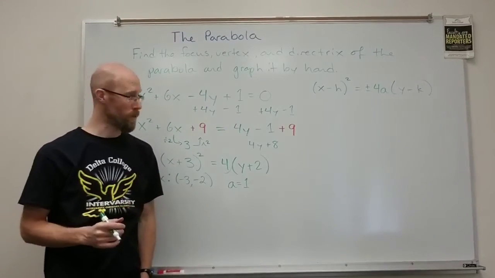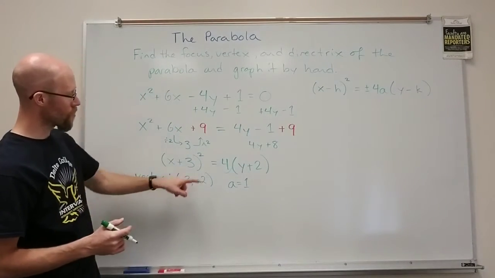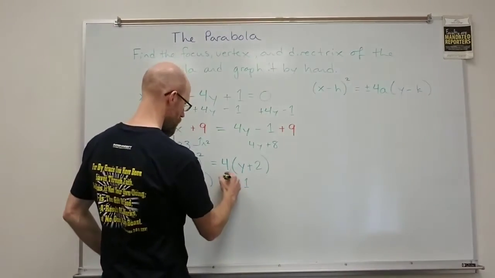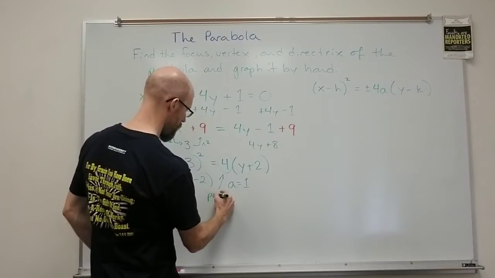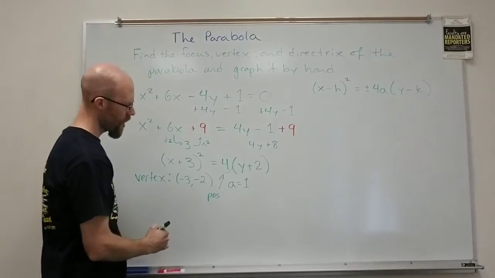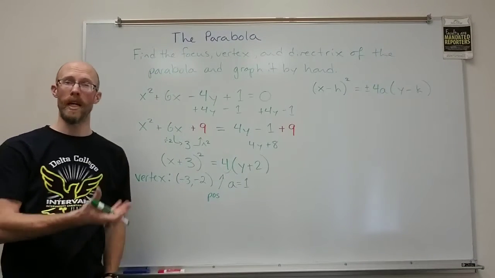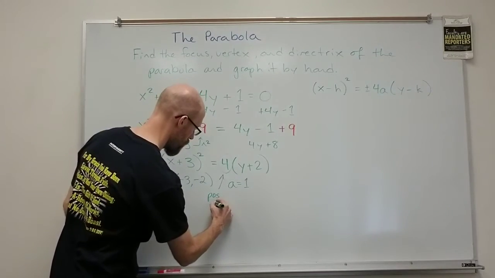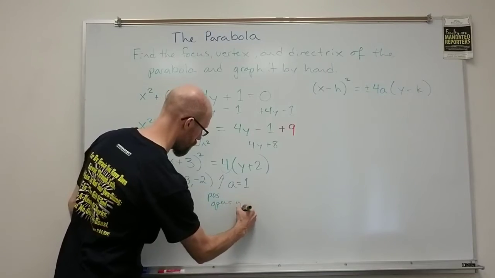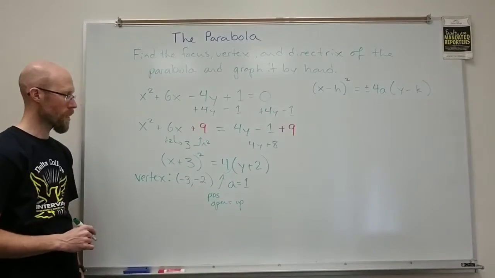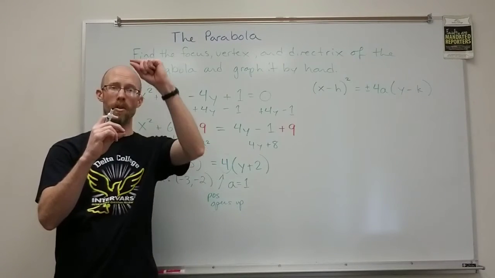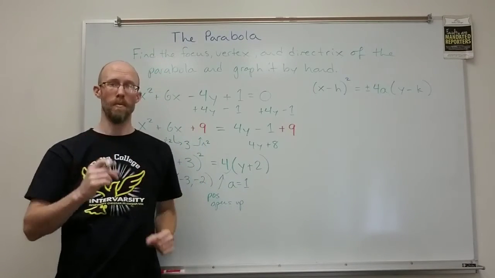That's very critical. I also know that since this value is positive, that implies that the graph will be opening up instead of down. So positive opens up. That gives me some information. That tells me that from the vertex, the focus will be above and the directrix will be below.